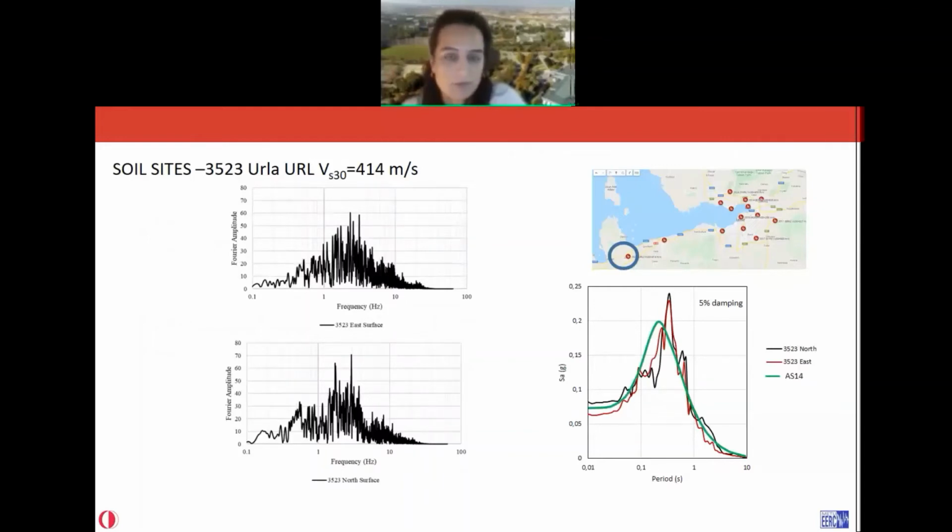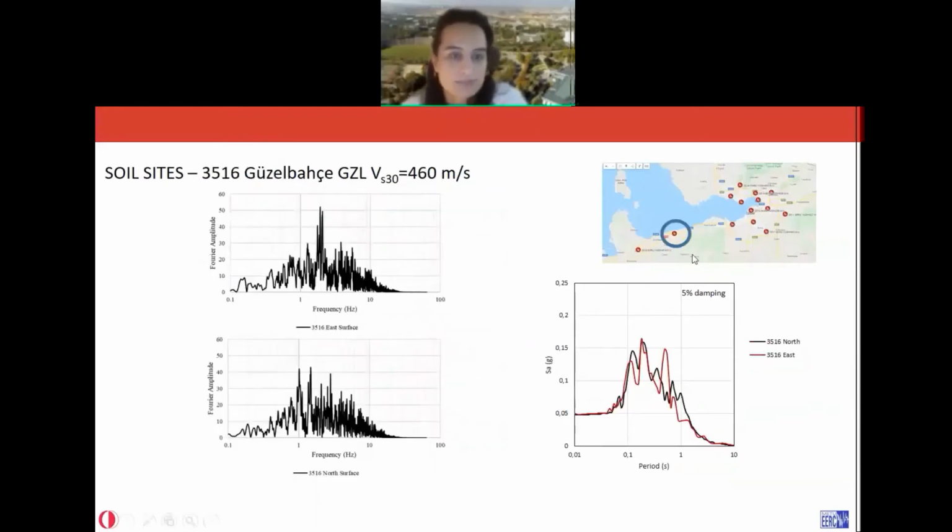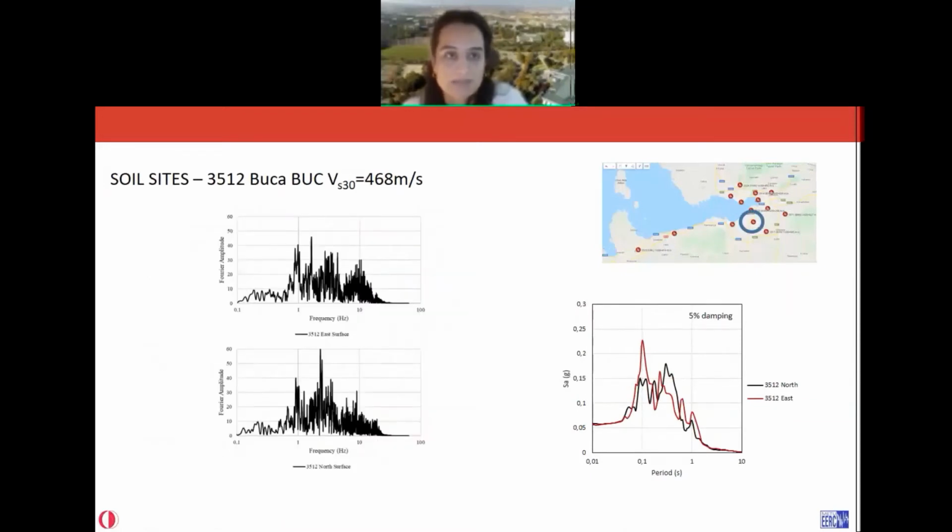When we look at the response spectra in comparison with the GMPs, around some of the stations located in the south part, for example, this is Urla. The GMP's estimations are doing kind of okay. And if we go further, now we are located in Güzelbahçe. The shear wave velocity is around 460 meters per second. The GMPs are doing again okay. We are located in the south of Izmir Bay right now. Again, let's have a look at Buca Station, 468 meters per second. Oh, it's over predicting right now.